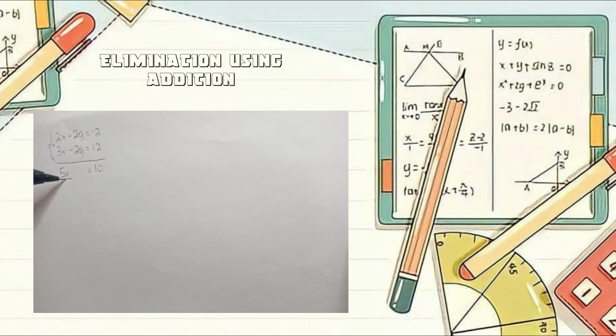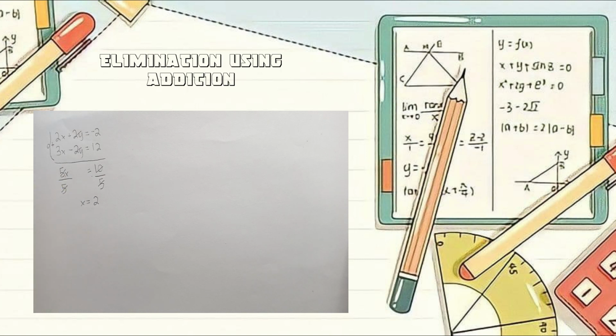We will divide both sides by 5. And after dividing, we will have x is equal to 2. Therefore, the x in this equation is equal to 2. So we already solved the x.